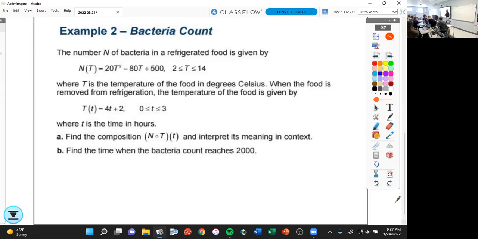T is temperature of the food in degrees Celsius. When the food is removed from the refrigeration, the temperature of the food is given by T of t equals 4t plus 2, where t is between 0 and 3, talking about number of hours. So find the composition N of T of t and interpret its meaning in context. Let's do that. What is N of T of t?